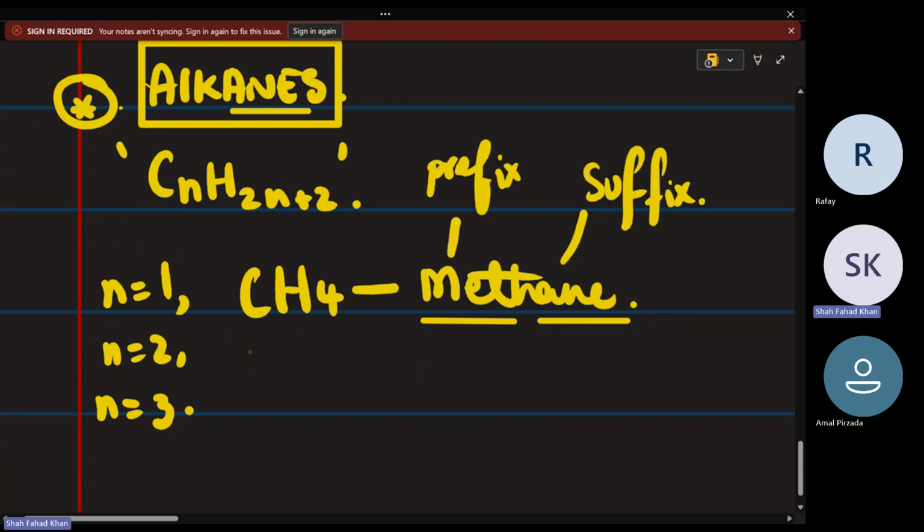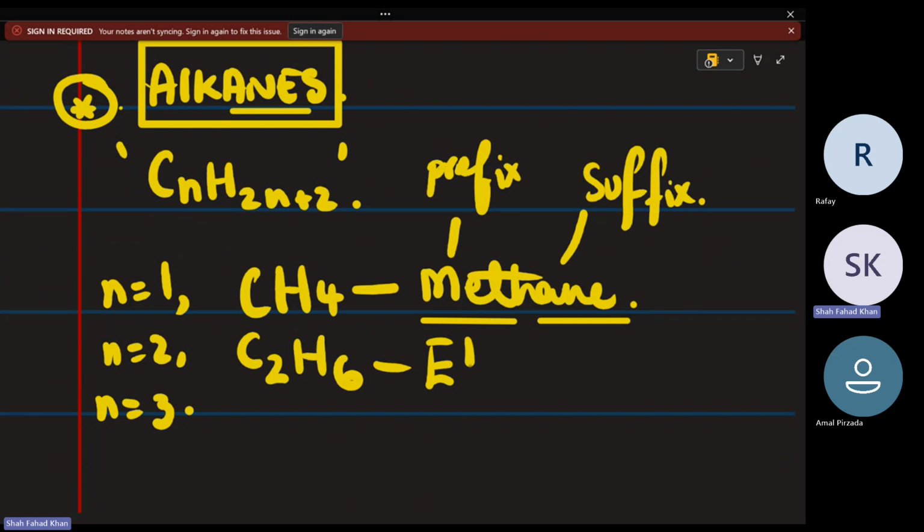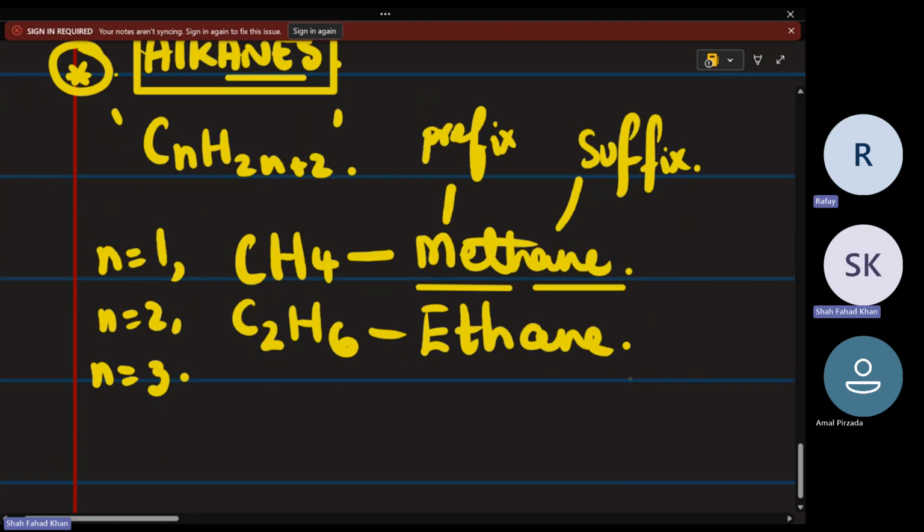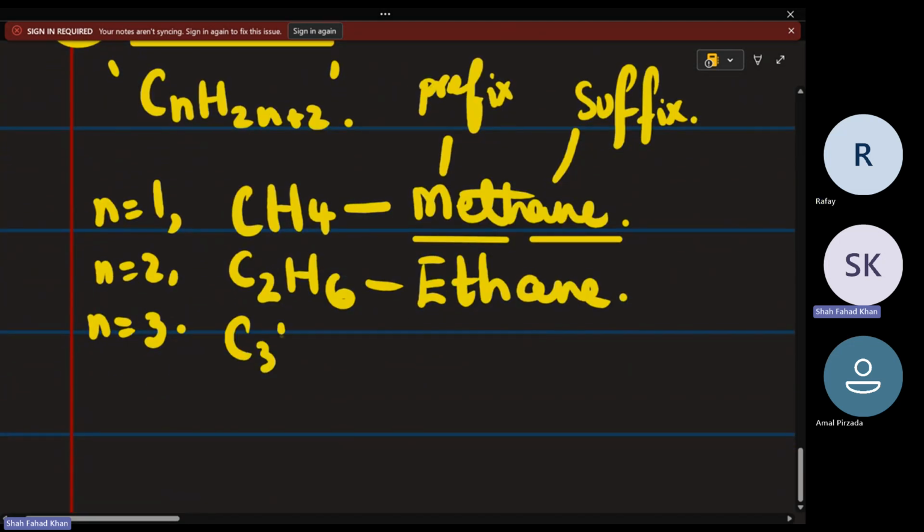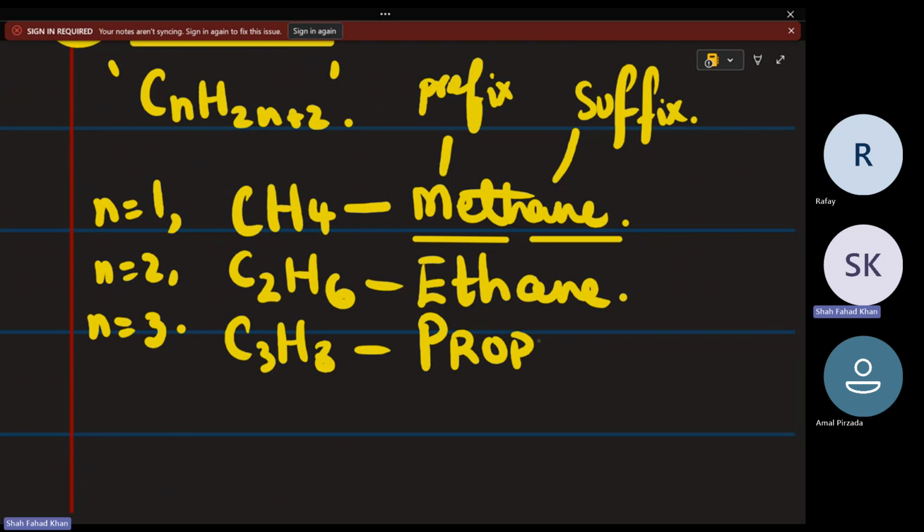If you have 2 carbon atoms, then the formula becomes C2H6 based on this general formula, and the name would be eth. 2 carbon atoms are called eth, and hence the suffix ane is added to give ethane. Then you have C3H8, which is propane. Prop stands for 3 carbons, plus ane.